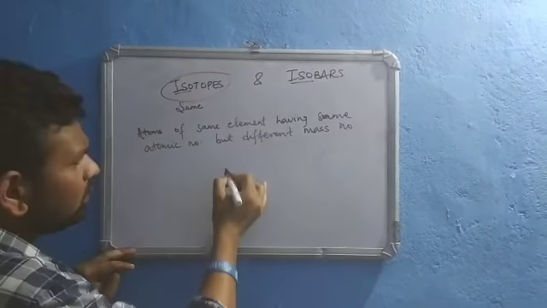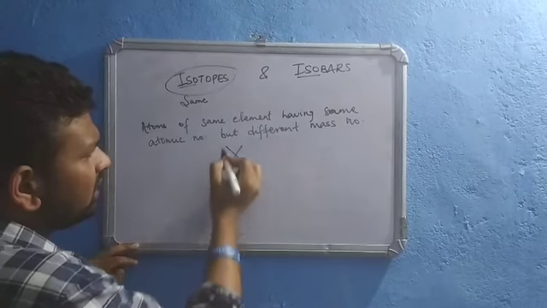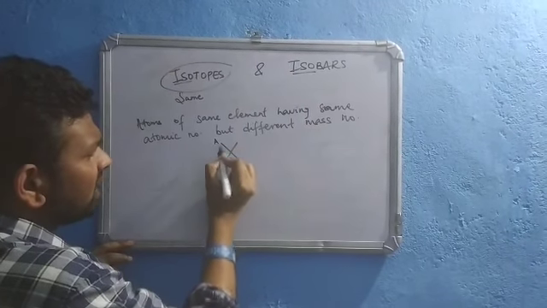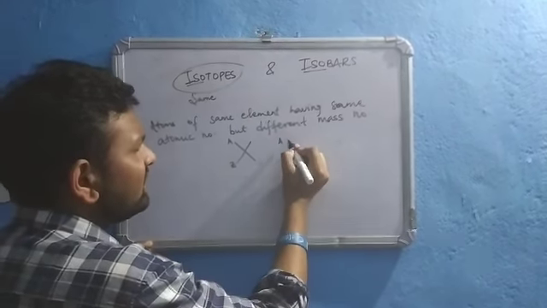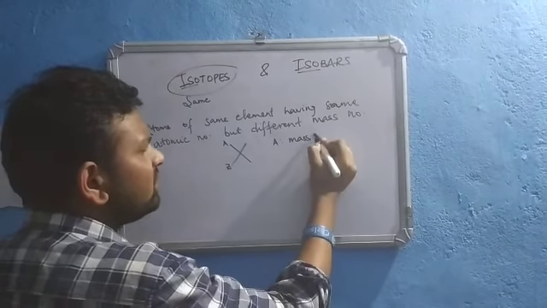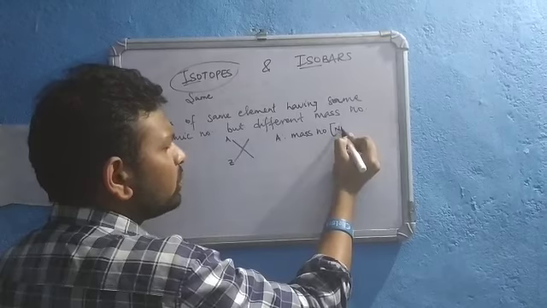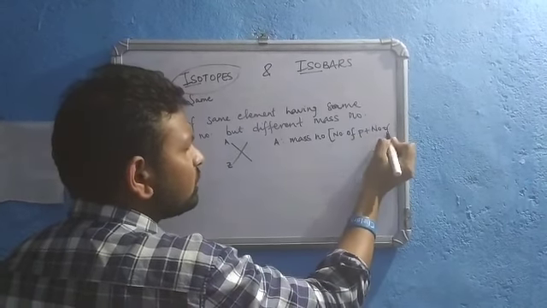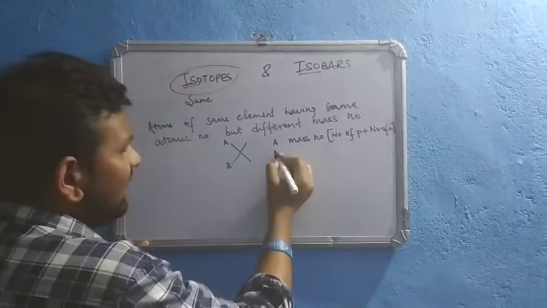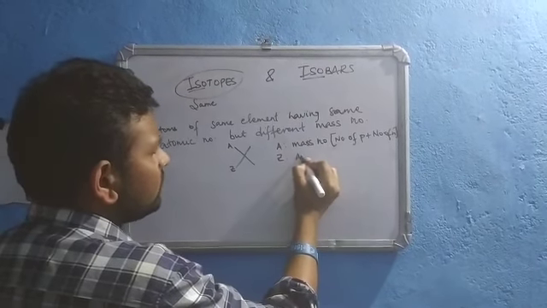You people remember, no? When you write the symbol of any element, this is known as mass number and this is known as atomic number. A is your mass number. So mass number is number of protons plus number of neutrons. This I had already taught. And atomic number Z is your atomic number.